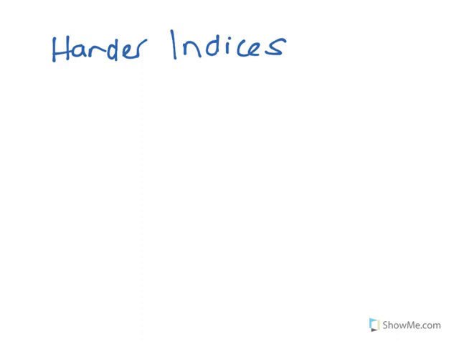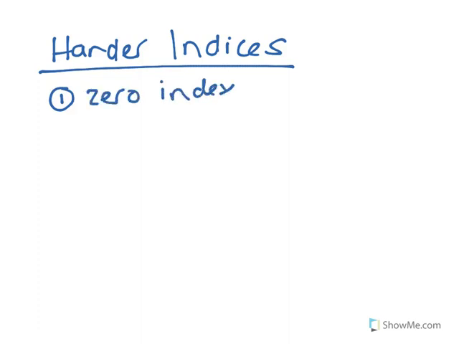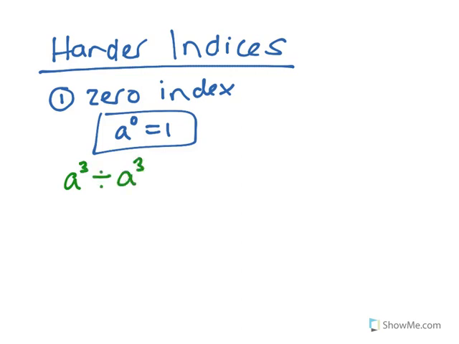Okay, I just want to look at some harder indices. The first thing I want to run through is the zero index. With the zero index, say we have a to the power of 0, it equals 1, okay? I think it's important that we look at why. So say I just had a to the 3 divided by a to the 3.